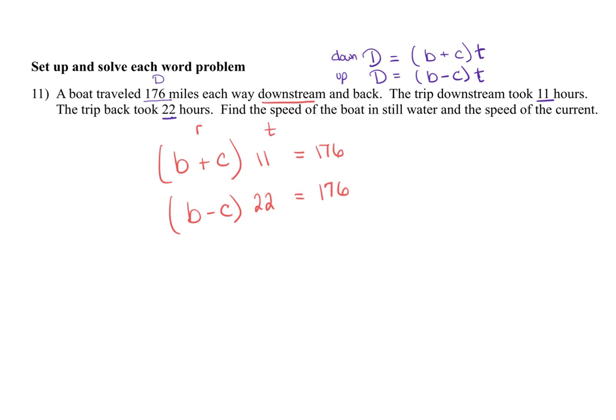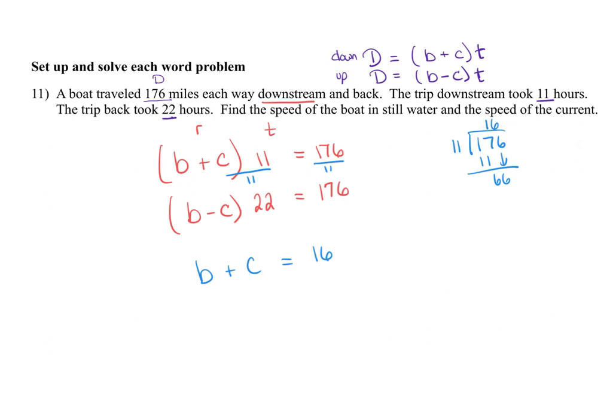Now remember, we can go ahead and get rid of that time by dividing both sides by the 11. It is divisible. So remember, if we just do 176 divided by 11, 11 goes into 17 one time. 7 minus 1 is 6. Bring down the 6. 11 goes into 66 6 times. So 176 divided by 11 is 16. So I can divide that out, and I can say that's going to be B plus C equals 16.